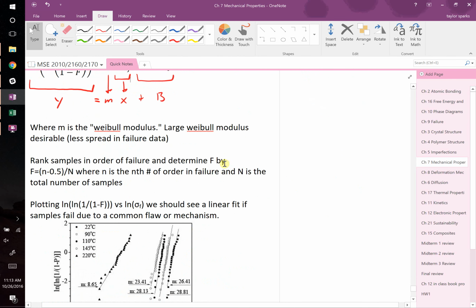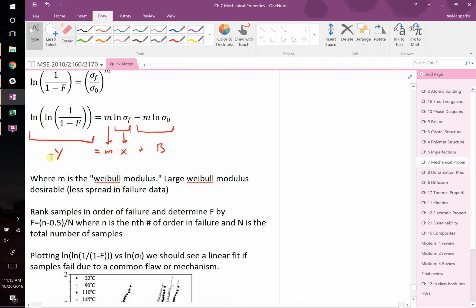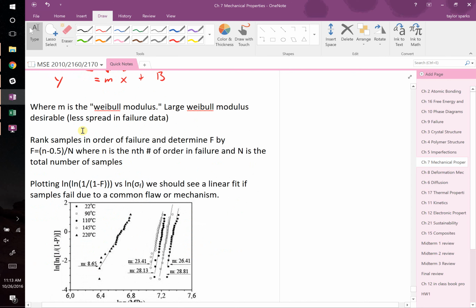Okay. So how do we get this f value? If we're going to plot this whole thing and make that the y-axis, where do we get f from? Well, there's a number of different ways to determine f. It's technically the failure probability, but to calculate it perfectly, you'd have to test infinitely many samples and figure out where things failed. What's the percent in which it failed at a given stress? There's a better way to do it.